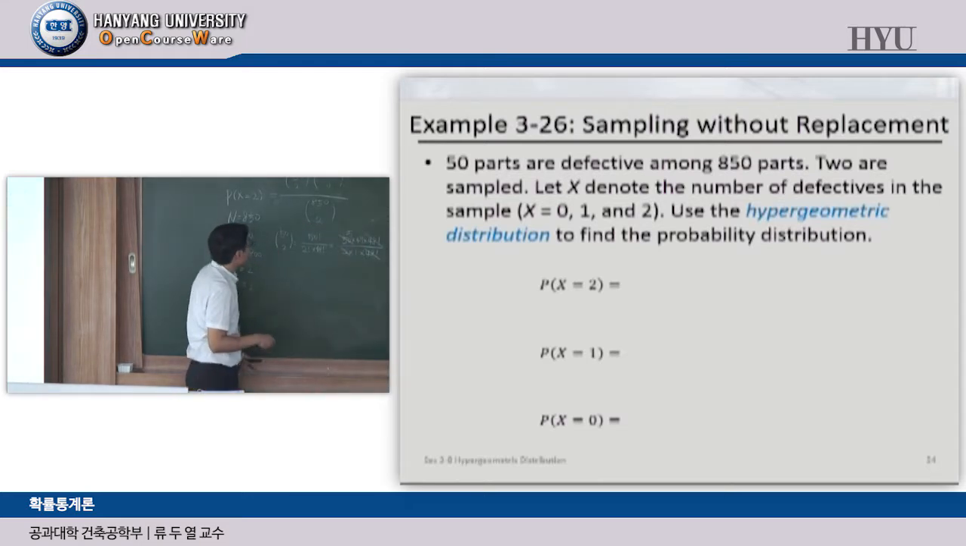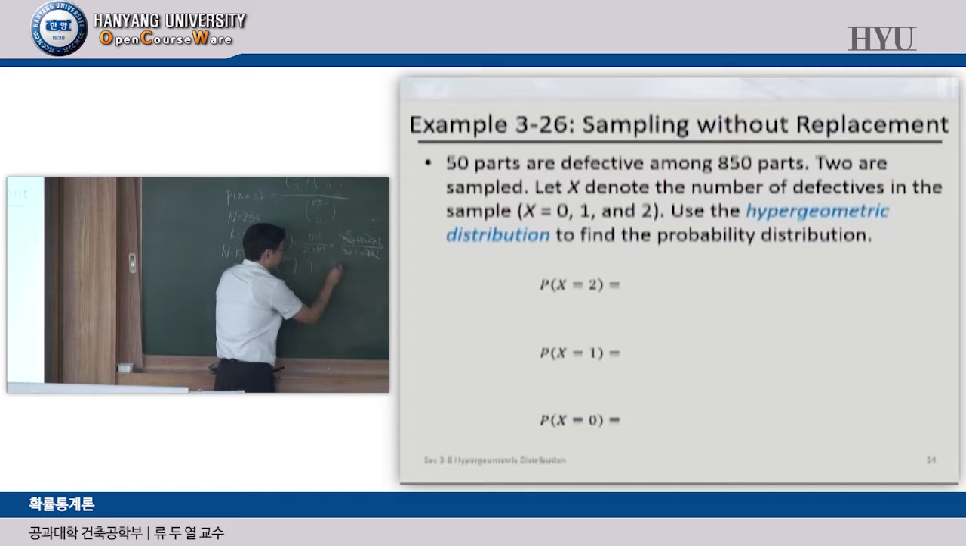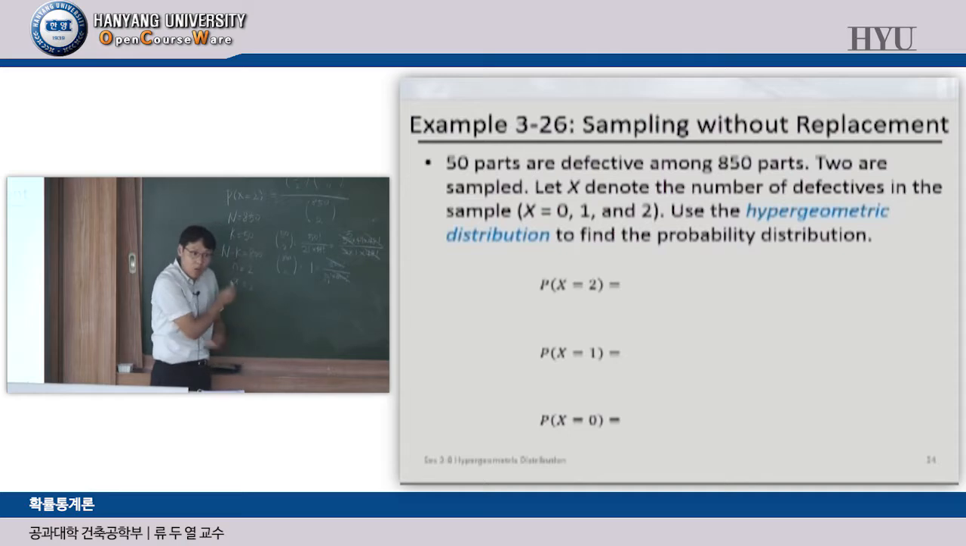And what is 800 choose 0? That is just 1. This is 800 factorial over 0 factorial multiplied by 800 factorial, so this should be equal to 1.